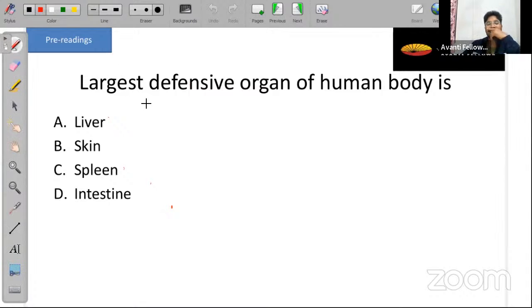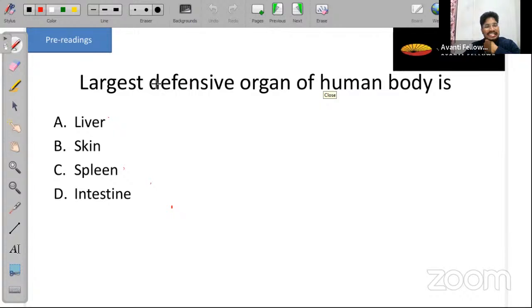Okay. Largest defensive organ. First of all, just identify which of the following is the largest organ. Then we'll talk about the defensive organ. Just tell me which of the following is the largest organ, whether it is liver, skin, spleen, or intestine. I'm not asking about internal or external. I'm just simply asking which of the following is the largest organ in the human body.